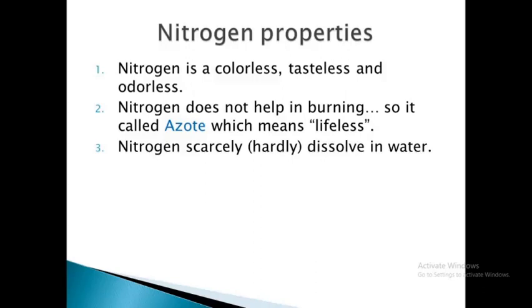Okay. Now let's talk about nitrogen properties. Number one, nitrogen is colorless, tasteless, and odorless. So it is like oxygen. Number two, it doesn't help in burning. So it is called azote. Azote is a Latin name meaning lifeless, because it doesn't help in burning. Number three, nitrogen, like oxygen, is scarcely or hardly dissolved in water. So three properties of nitrogen: colorless, tasteless, odorless; doesn't help in burning, so it's called azote; and hardly dissolved in water.